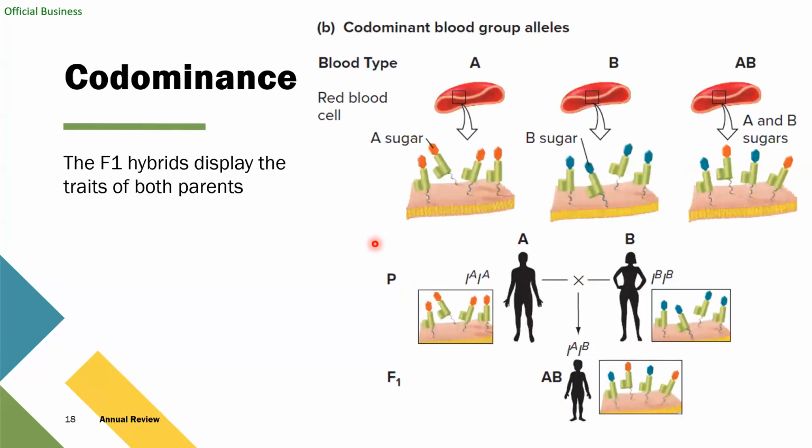Now we have another one which is entirely different, and that is codominance. Codominance is different from incomplete dominance, mind you. In codominance, the offspring, the F1 hybrids, display traits of both parents. The best example for this one is blood types. So we have two dominant blood types, the A and the B.